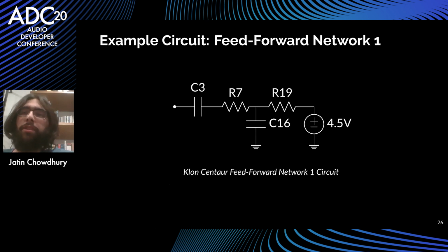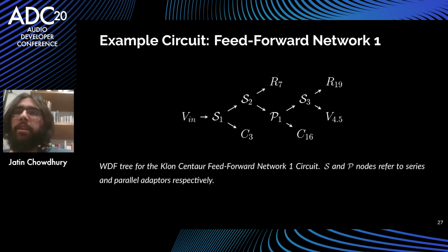But if we go through and we look at the binary connection tree for this circuit, it looks something like this. So you have some input voltage source, and that's connected to a series adapter here. And the series adapter is also connected to a capacitor and another series adapter. And then that series adapter is connected to a resistor and a parallel adapter. So as soon as you're able to formulate this binary connection tree, then you're able to run your wave digital filter simulation and get some real-time values for what that circuit might be outputting in the analog world.